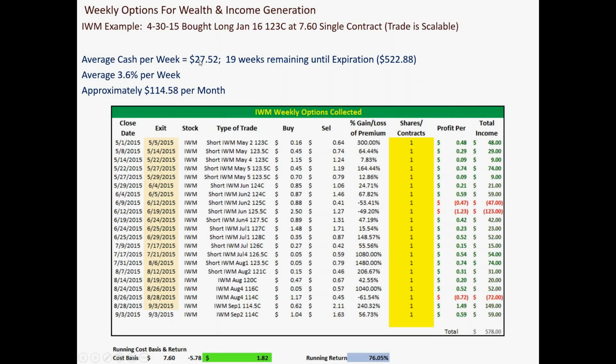And you go, well, that's not very much, only $27 a week. But the thing about it is I'm only doing one contract. So that's $114 per month. And what's real is we've almost got the underlying paid for, and we've got 19 more weeks till expiration to continue selling premium against this. So here currently is the current return. Like I said, I'm quite pleased with how that is going so far.